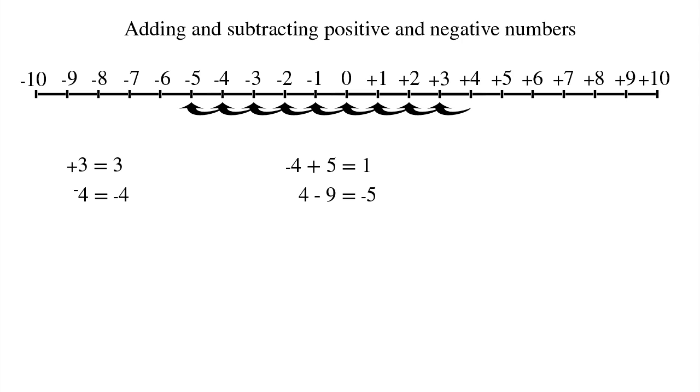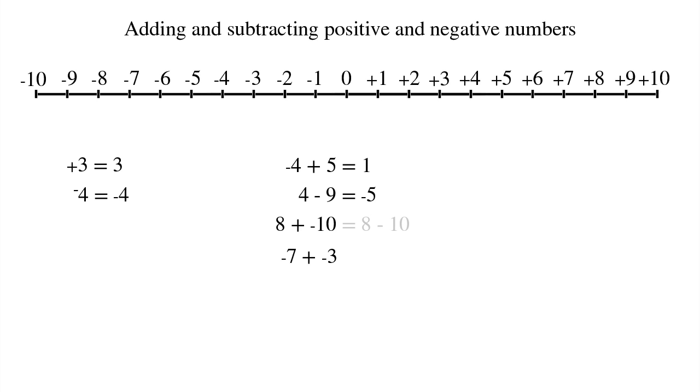But what if we want to add or subtract negative numbers? What if we had 8 add -10 and -7 add -3? Well, adding a negative number is the same as subtracting a positive number. It's as if we reverse the signs. So that's 8 minus 10. Similarly, -7 add -3 becomes -7 subtract 3.